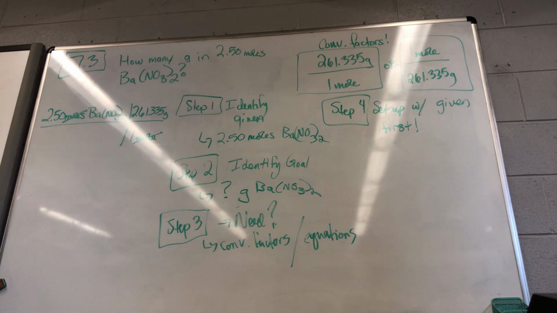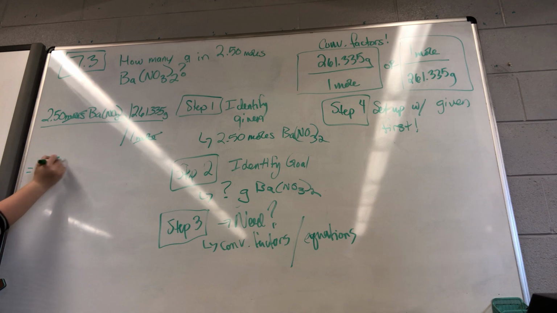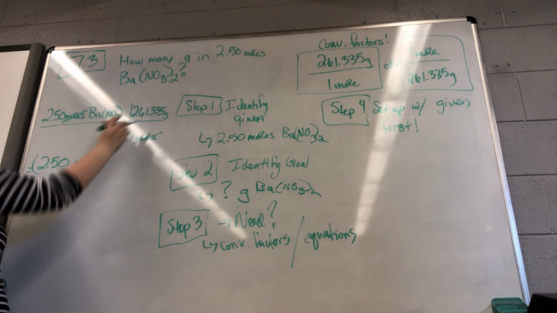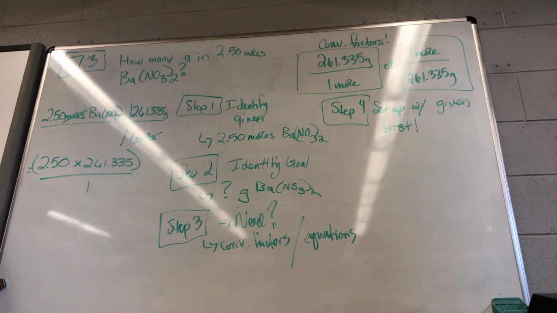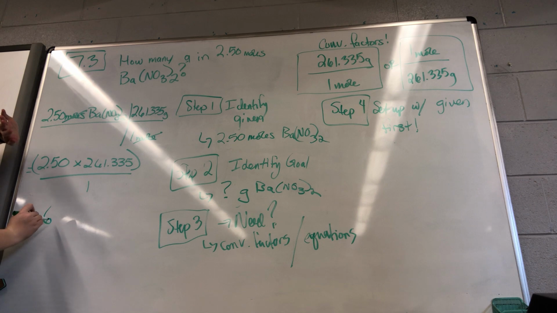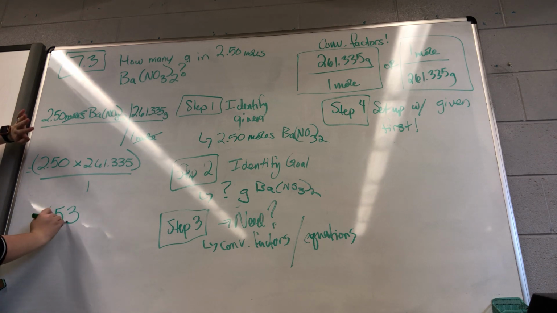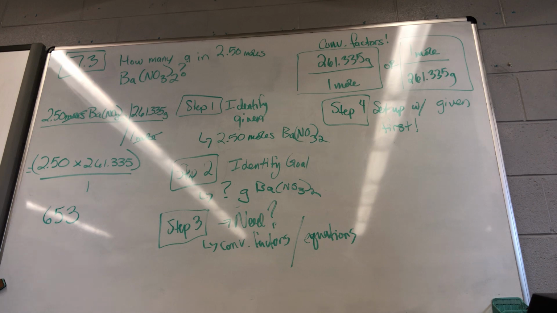All right, so then we plug it into our calculators and we get this. Remember, we cross multiply, so we're going to multiply across. How are we doing? He's doing so well. What's the answer? 653. You stopping there? 3 sig figs, right?